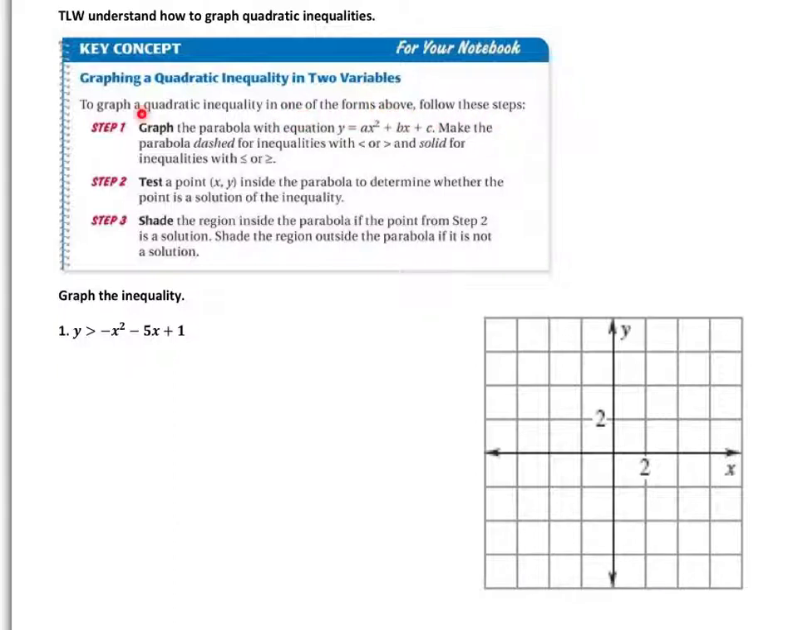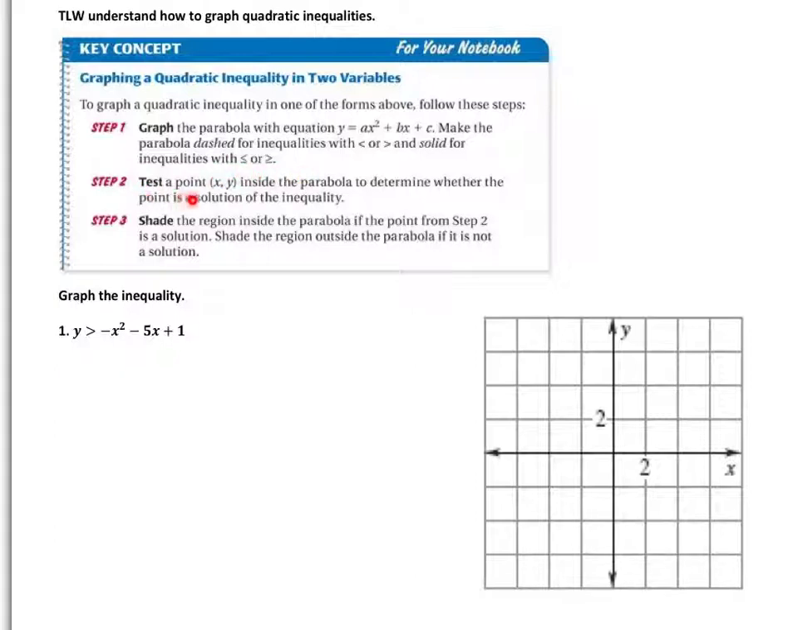Follow these steps. Step 1. Graph the parabola with the equation y equals ax squared plus bx plus c. Make the parabola dashed for inequalities with less than or greater than, and solid for inequalities with less than or equal to or greater than or equal to.